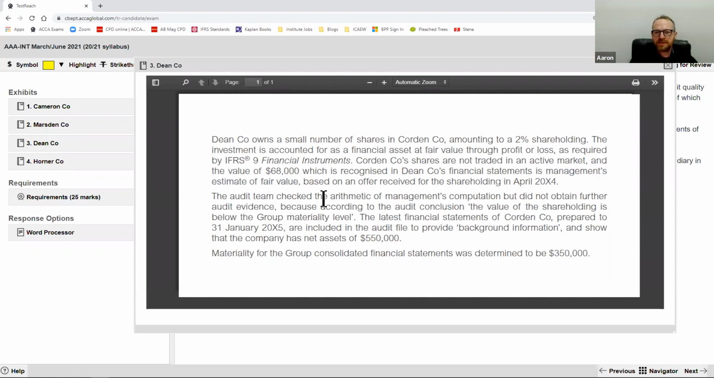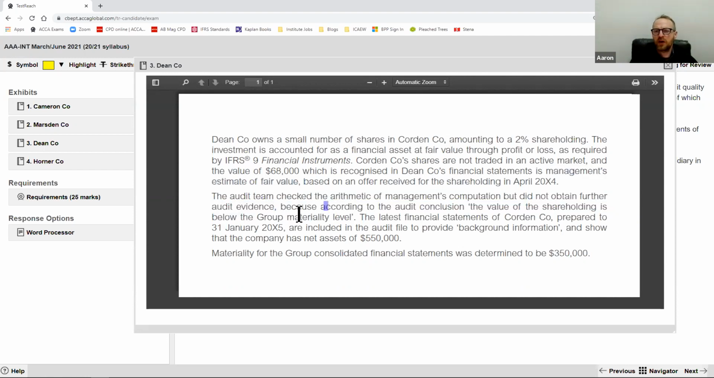Okay, the audit team checked the arithmetical accuracy, but did not obtain further evidence. Oh dear, oh dear. Quality control. We want to get more evidence than that. How have you proven that this 68,000 is accurate? It's a management estimate. Did you treat it with skepticism? Doesn't sound like it.